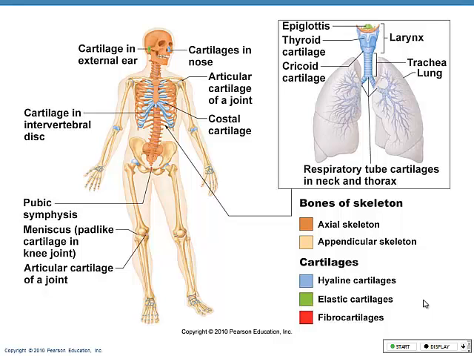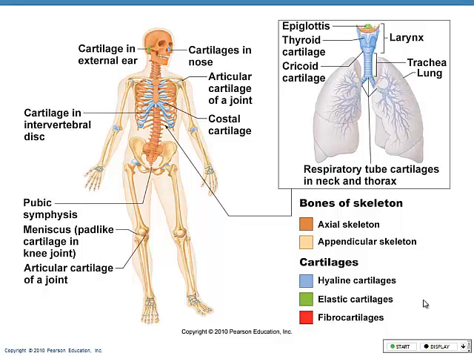Now this is what kind of cartilage? Elastic, but behind it, a little more stiff. We also have the ear, which is elastic cartilage as well. So they describe some of those different cartilages.